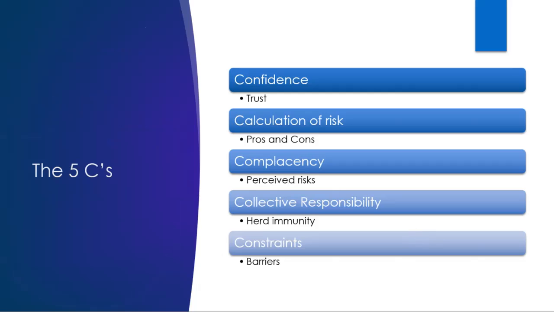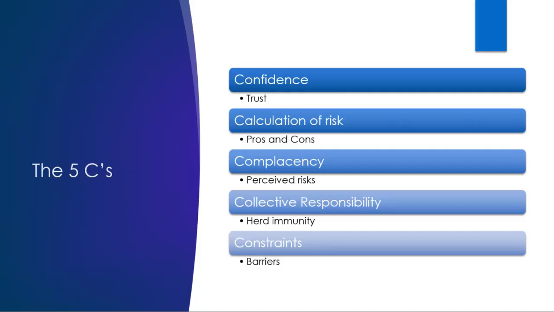So does the reward outweigh the risks? And complacency refers to risk being low and people deeming that the vaccine is not necessary. Collective responsibility refers to protecting others by contributing towards herd immunity. The flip side of this could be thinking that enough people have gotten the vaccine, and so then you don't have to get it. And then constraints refers to physical or psychological barriers, including perceived and actual access to healthcare.